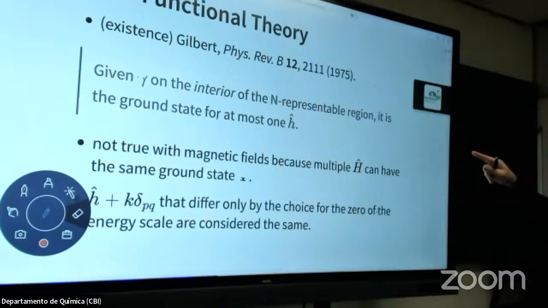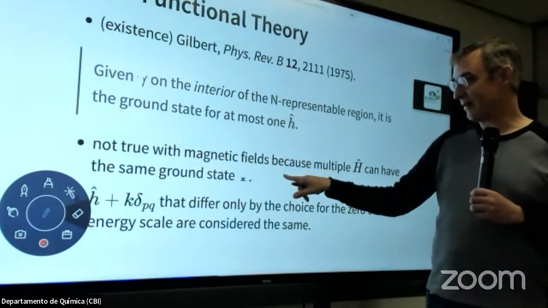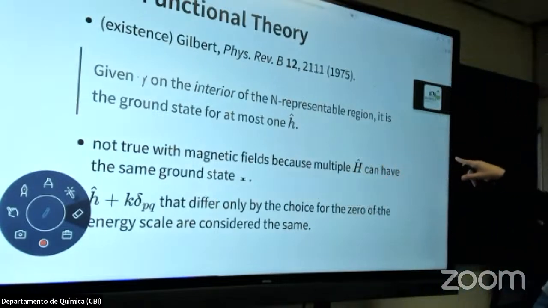Now, there's a footnote here, which is that it's not true if you have magnetic fields. It's well known even for density functional theory. In density functional theory with magnetic fields, you can have multiple magnetic fields that give the same density, and multiple Hamiltonians that have the same wave function. So we can't talk about this. We're doing things without magnetic fields.